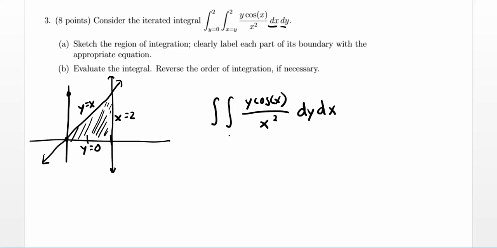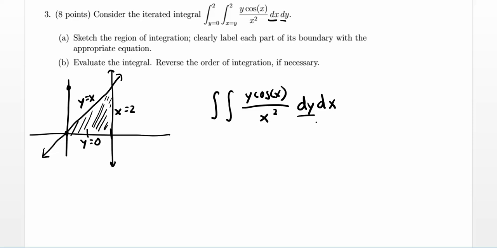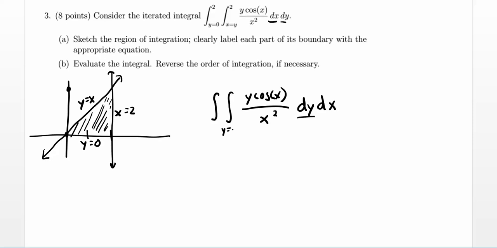And now we have to change the bounds on our integral. It's not in general the case that you can just reverse these two integrals. So we'll have to think about this. We have dy first, which means these bounds have to be y equals some function of x, and then y equals some function of x. And these outer bounds are going to be numbers.